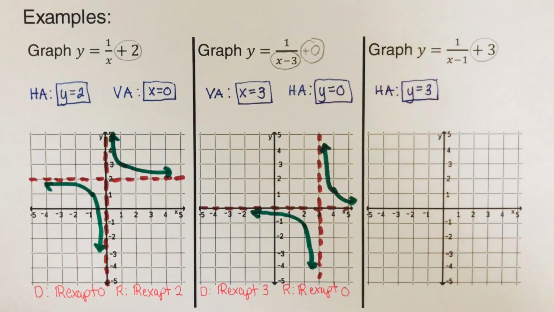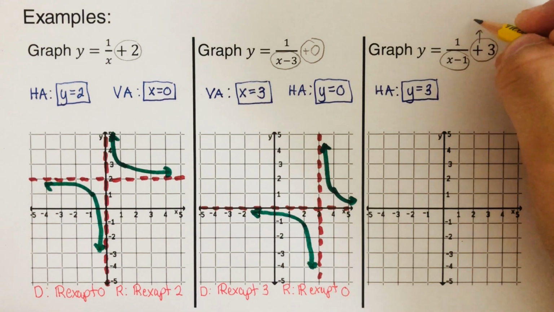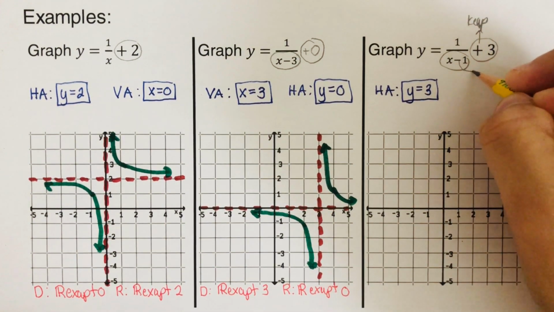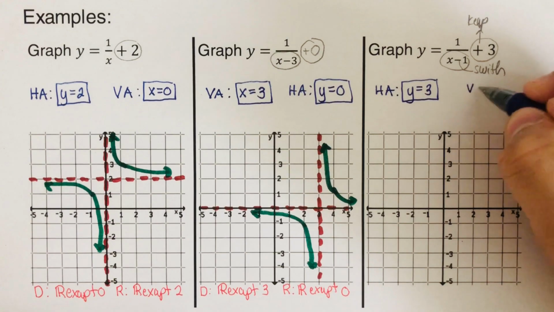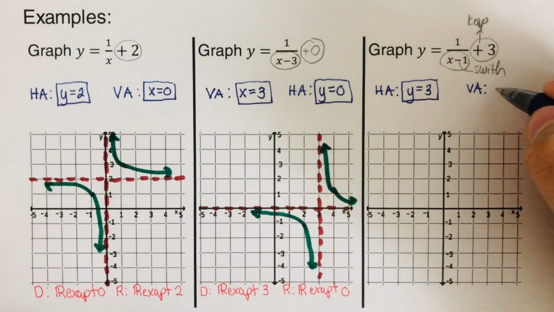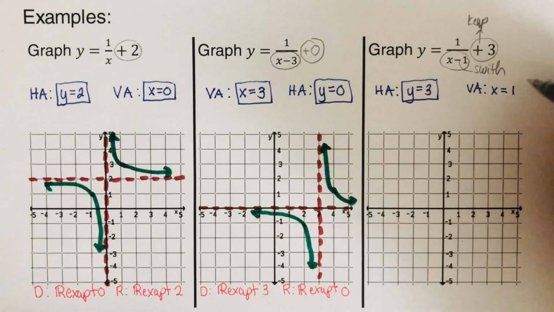And the vertical asymptote for this would be this value right here. Again, we remember that we're supposed to keep the sign of this and we switch the sign of this. So that's the trick. That means our vertical asymptote would be x is equal to, that's a negative, so switch it, that's going to be a positive 1.